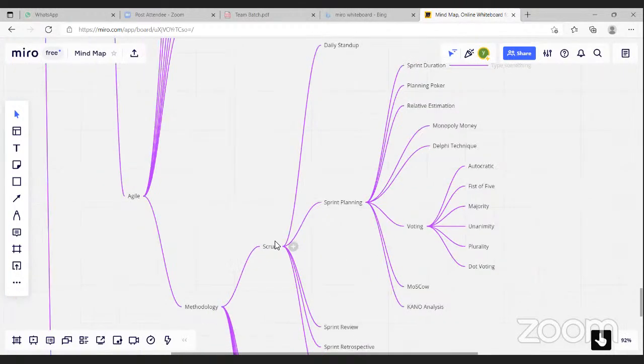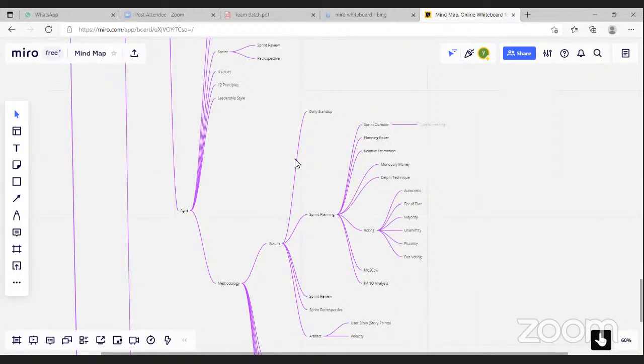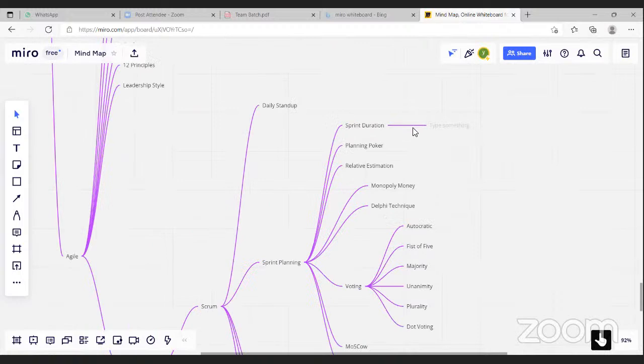In Scrum, the methodology we use in Agile, we have a daily stand-up meeting where we discuss what we have done yesterday, what we will do today, and whether we have any impediments. Then there will be sprint planning. Here we will discuss the sprint duration based upon the velocity. For determining the velocity, we have relative estimation, planning poker, monopoly money, Delphi technique.